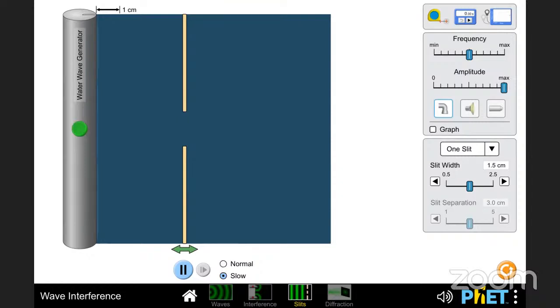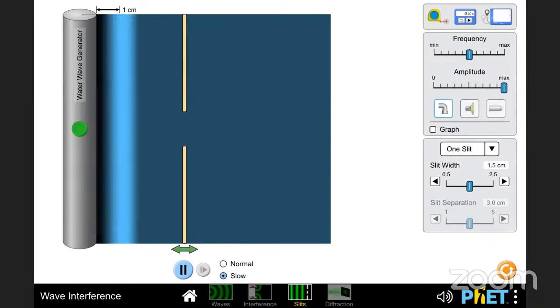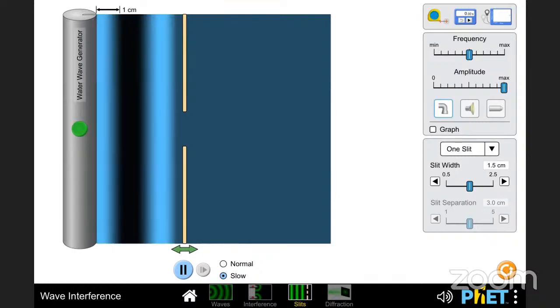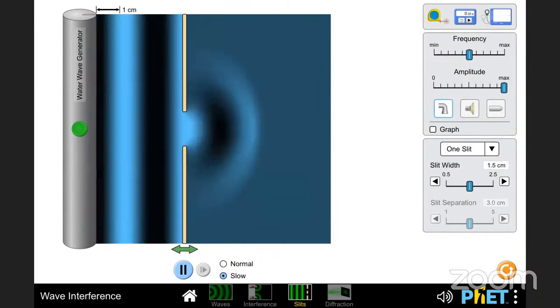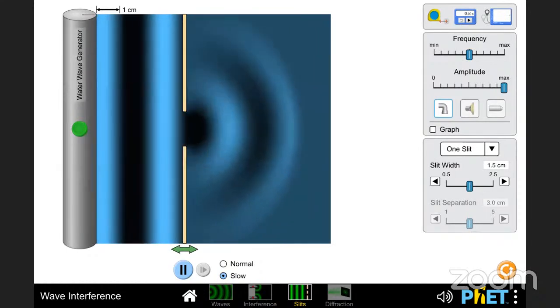Hold on now, yeah. So what you're observing there is diffraction, right? Look how the wave bends in there. What you're observing is diffraction.